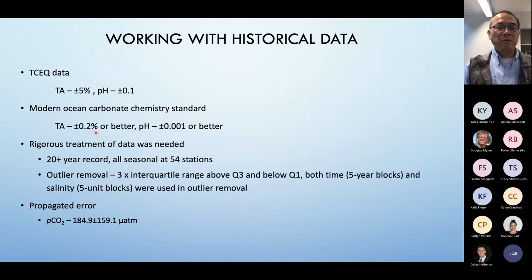But first of all, we need to be rigorous in selecting the data. Here we chose records of more than 20 years. They all have to have seasonal data at 54 stations. Then we went through a very rigorous outlier removal procedure to get rid of potential outliers. Then we considered propagated error based on the alkalinity range and pH imprecision, and we come up with this error for PCO2.